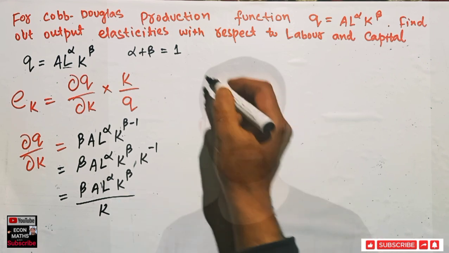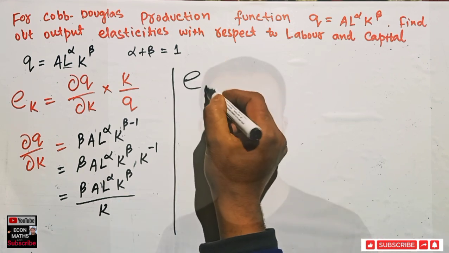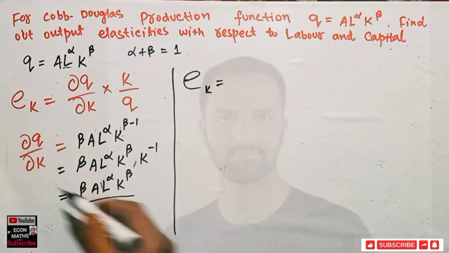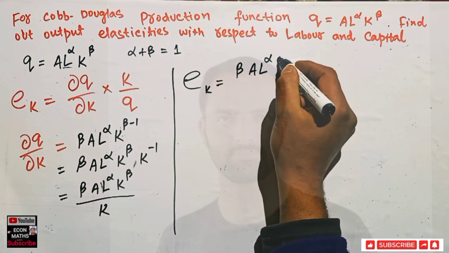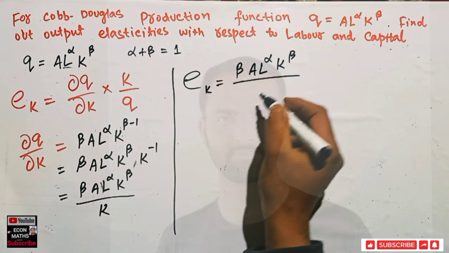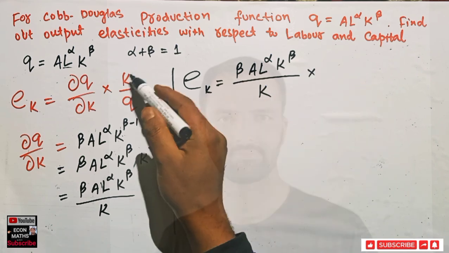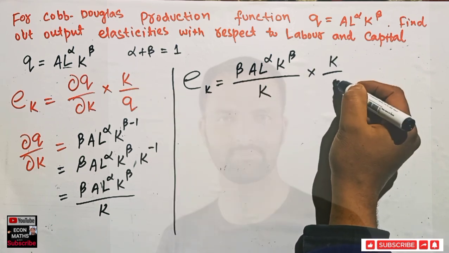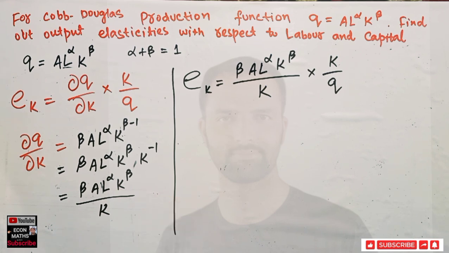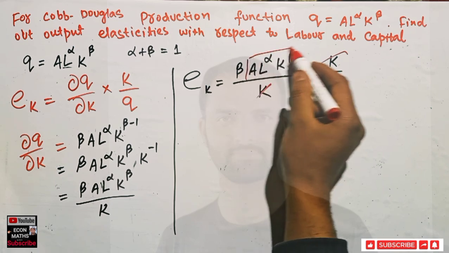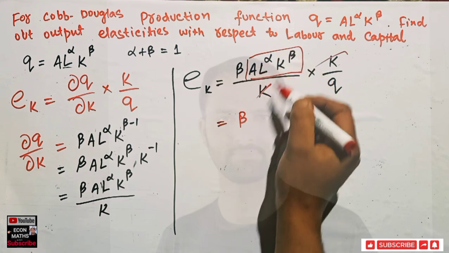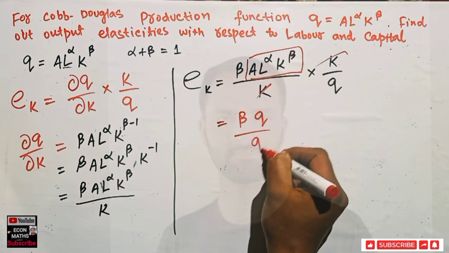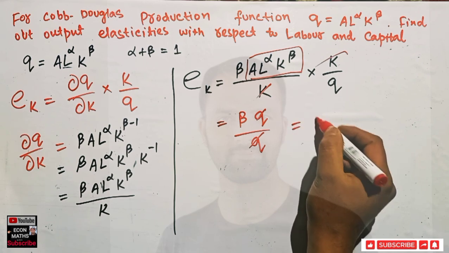Okay, that means output elasticity of capital is equal to, now dq upon dk came out to be this: beta A L to the power alpha K to the power beta upon K, and we multiply it by K upon Q. Here this K and K will get cancelled, and you can visualize again this thing is equal to Q, so in place of this we have Q upon Q, so Q and Q get cancelled, and we are left with beta.